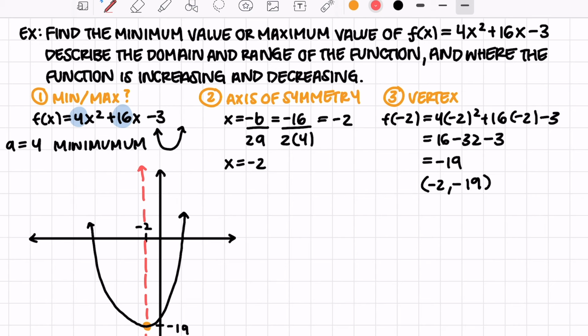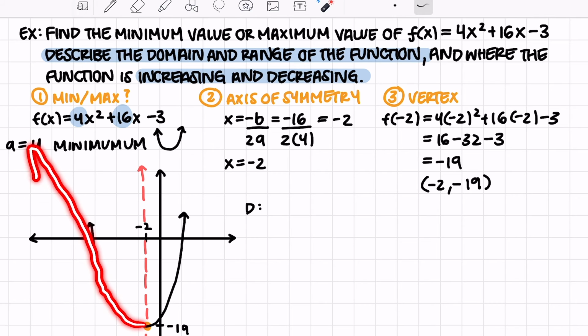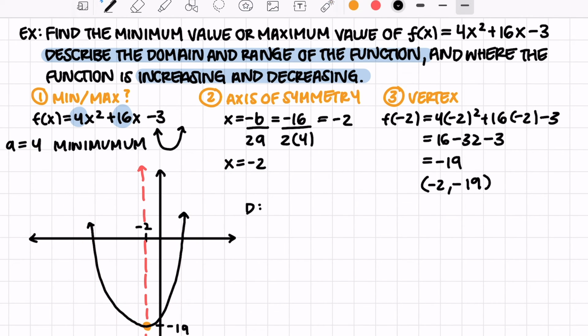So once we draw that out, then we can start describing the domain and range of the function. We can also identify where it's increasing or decreasing. So the domain is looking at all the points on the x-axis that are being used in this image. Since the image is continuously going to the left and it's continuously going to the right, and there's no open spots, that means that all the points are being used, which means that our domain is all real numbers.